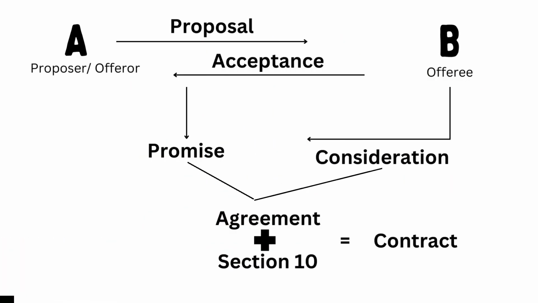So the first thing that I want to discuss with you is what is a contract. When a person A, who's a proposer, sends a proposal to person B, who's an offeree, and that person B accepts that proposal, then that proposal becomes a promise. And when the promise is accompanied by a consideration by person B, it becomes an agreement. And an agreement is only called a contract if it fulfills the conditions of section 10.